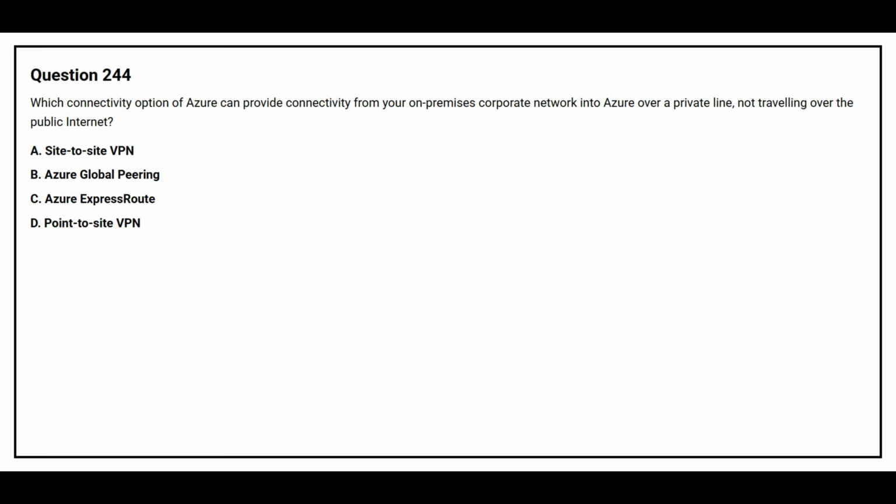Question number 244. Which connectivity option of Azure can provide connectivity from your on-premises corporate network into Azure over a private line not traveling over the public internet? Option A, site-to-site VPN. Option B, Azure Global Peering. Option C, Azure Express Route. Option D, point-to-site VPN. The correct answer is Option C, Azure Express Route.